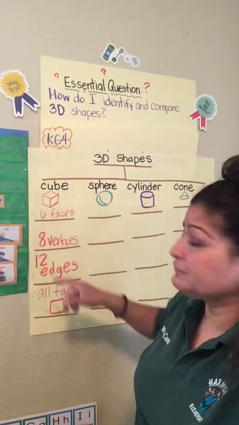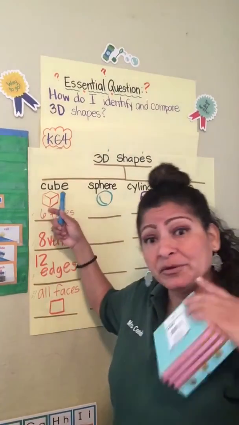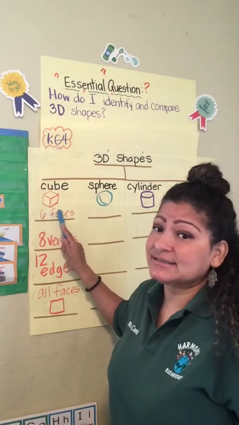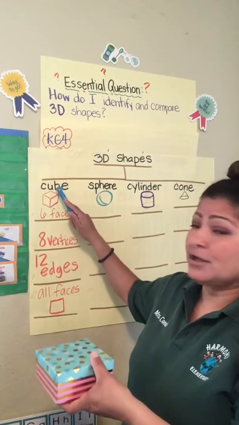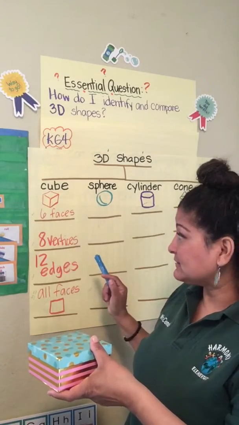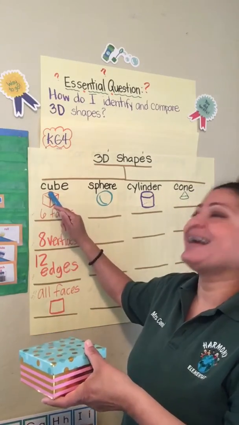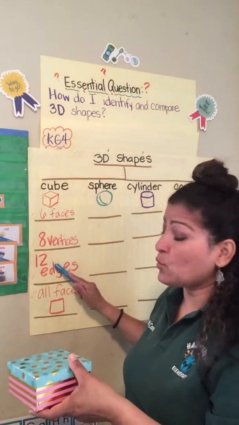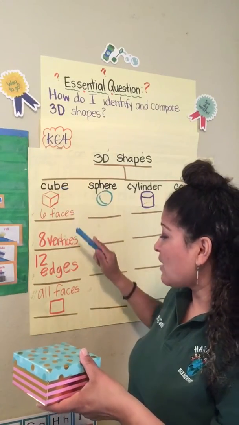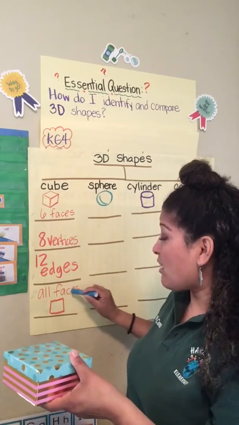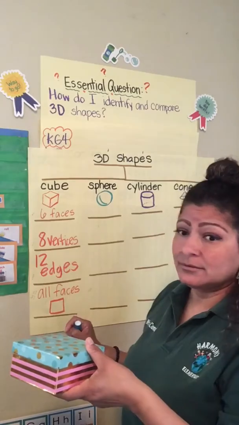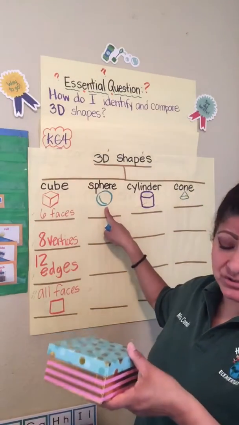Let's review. Say it with me in a complete sentence. A cube has 6 faces. A cube has 8 vertices. A cube has 12 edges. A cube has faces, and all the faces are square. Let's talk about the next three-dimensional shape.